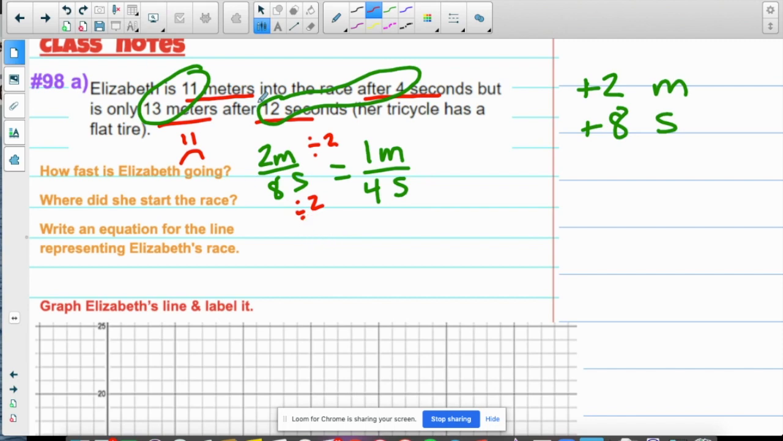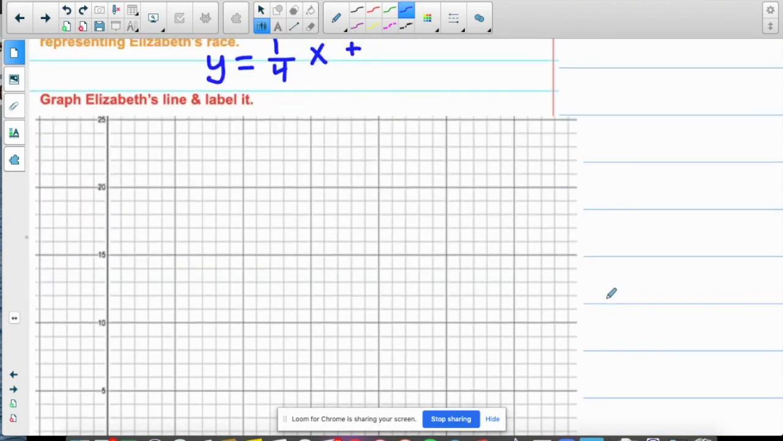So where did she start the race? We don't know that piece of information yet. So I'm going to leave it as a question mark so that I know to come back to it. Write an equation for the line representing her race. Well, we can definitely go ahead and write the beginning of that equation since we have her slope, which is her speed. So we've got 1 over 4. We always have an x, but we don't know where she has started yet. So let's go ahead and hop down to our graph.